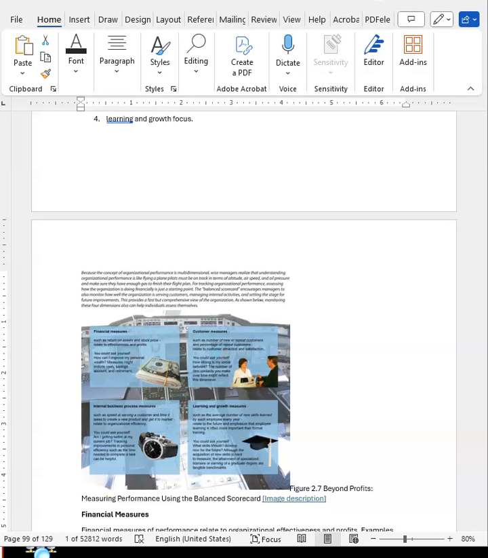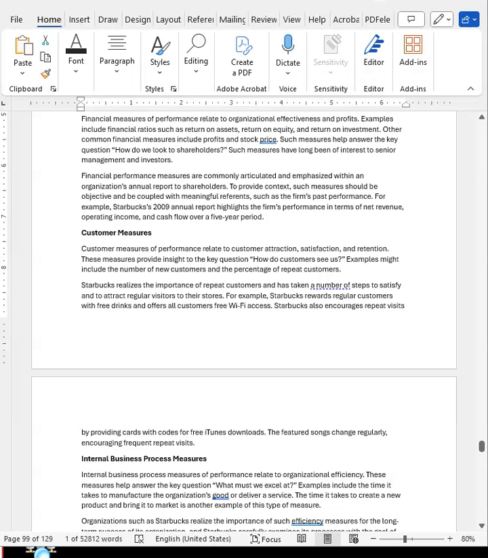Financial measures. Financial measures of performance relate to organizational effectiveness and profits. Examples include financial ratios such as return on assets, return on equity, and return on investment. Other common financial measures include profits and stock price. Such measures help answer the key question, how do we look to shareholders? Such measures have long been of interest to senior management and investors.